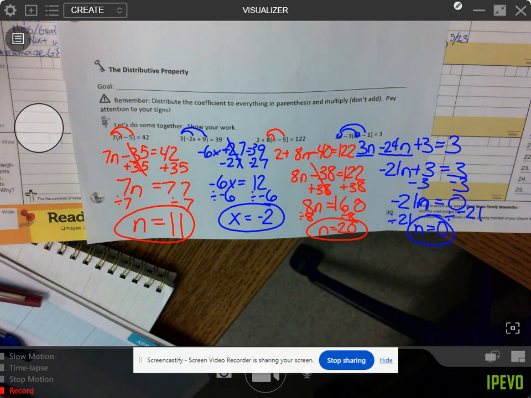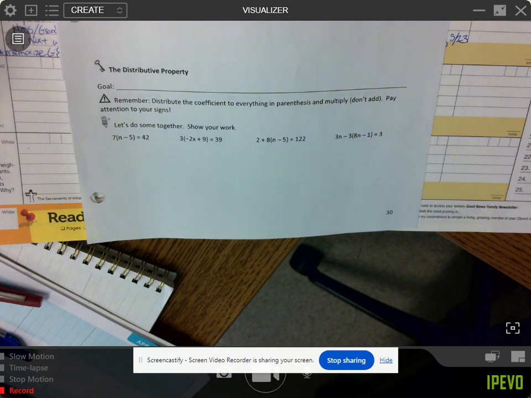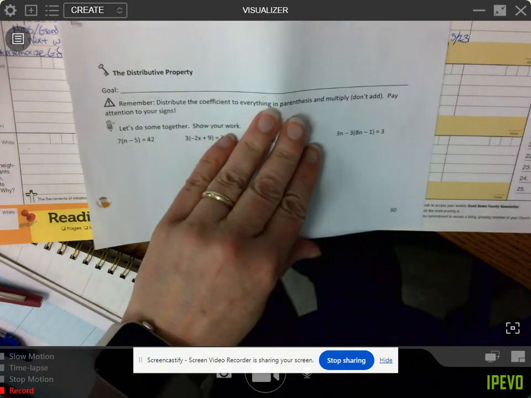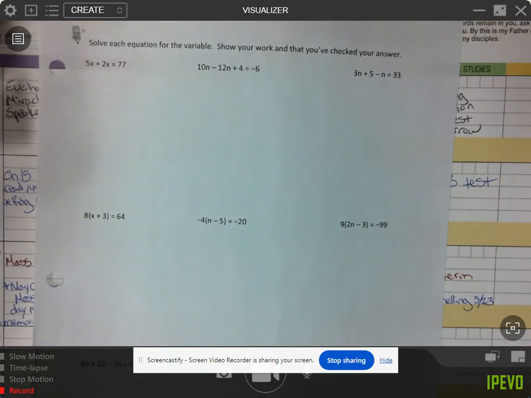Let's look at our second page. Check answers. Solve each equation for the variable, show your work, and show that you checked your answer. Actually plug in the variable that you get for your answer. Make sure you didn't make those simple mistakes. So you're going to show me what your variable for x is, plug it in, and I should see 77 equals 77. Should you just write 77 equals 77? No, you should do the math. So whatever you get for x, you're going to show it to me.